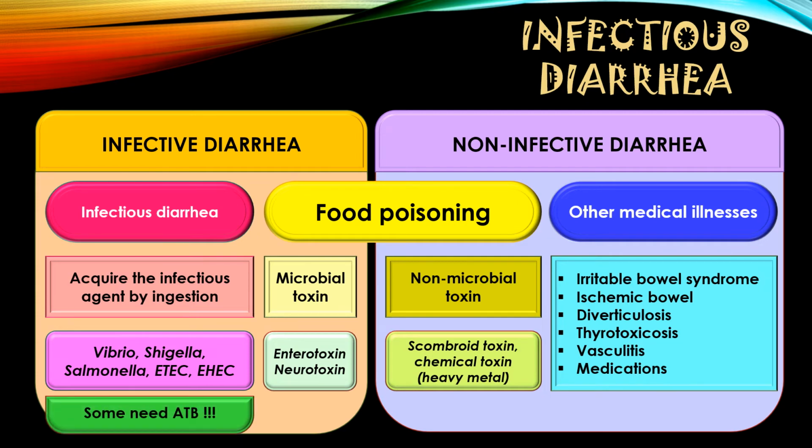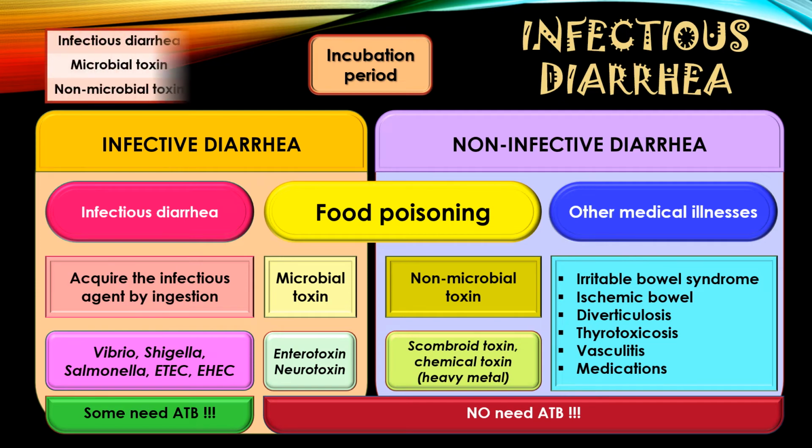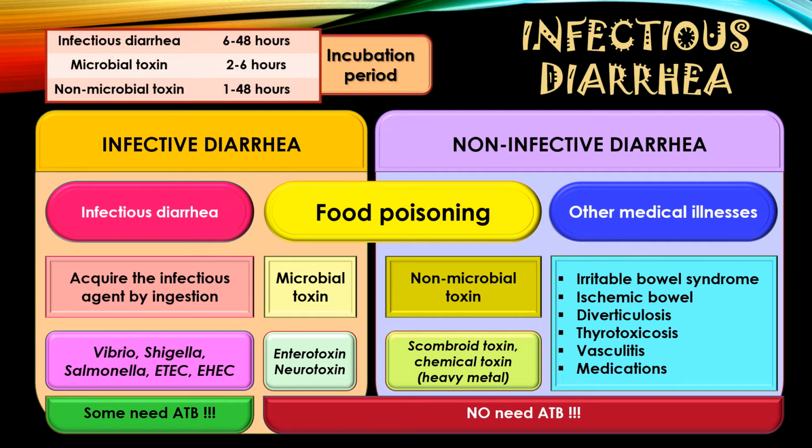Only some of the infectious diarrhea needs antibiotic treatment, and the other, food poisoning or other medical illness, needs no treatment. The incubation period, from exposure to the onset of disease, may guide the cause of diarrhea. If infectious diarrhea, it takes about 6 to 48 hours. For the microbial toxin, it's only 2 to 6 hours. And non-microbial toxin is as fast as 1 to 48 hours.